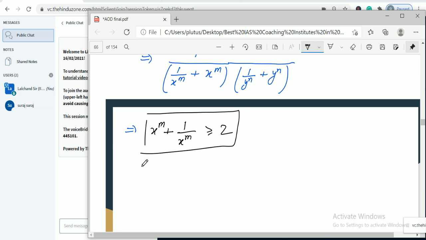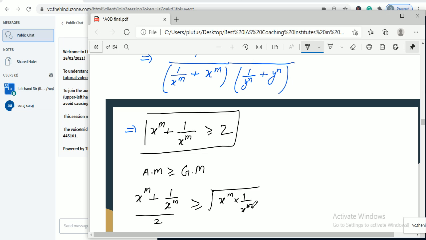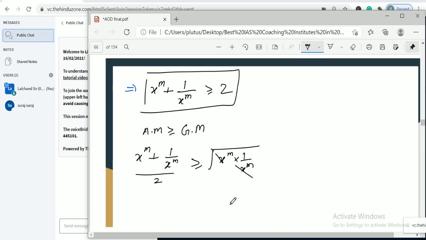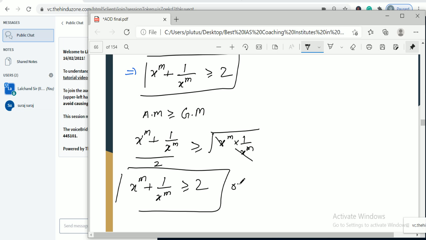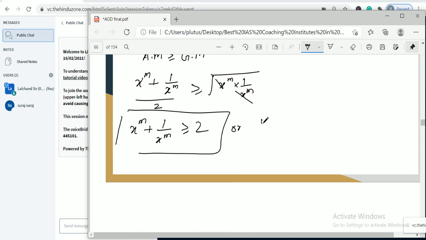Look, if we apply AM is greater than or equal to GM, then we write x to the power m plus 1 upon x to the power m, divided by 2, should be greater than or equal to the square root of the GM value, x to the power m into 1 upon x to the power m. This gets cancelled, so we can say this is greater than or equal to 2, isn't it? Similarly, y to the power n plus 1 upon y to the power n is greater than or equal to 2.